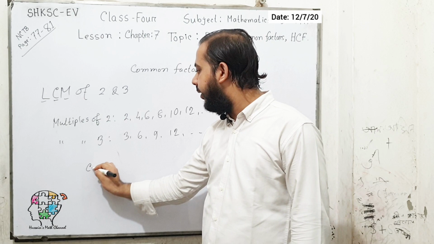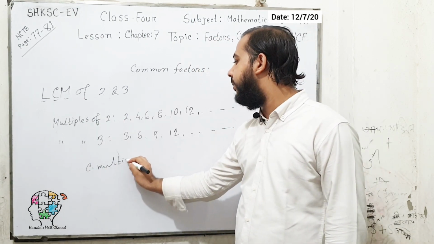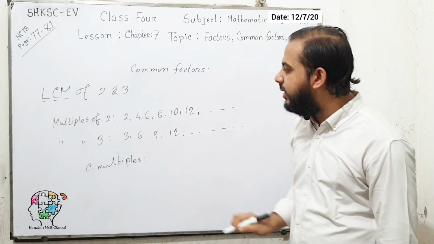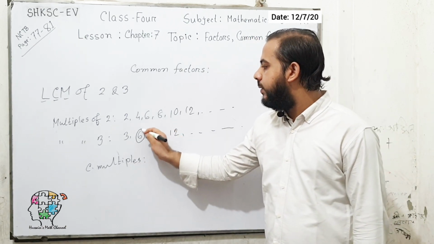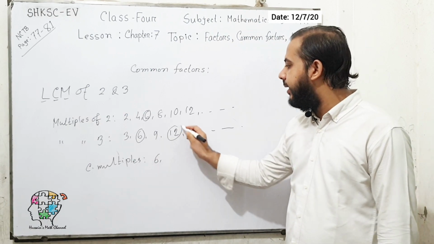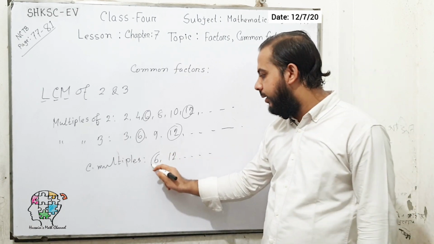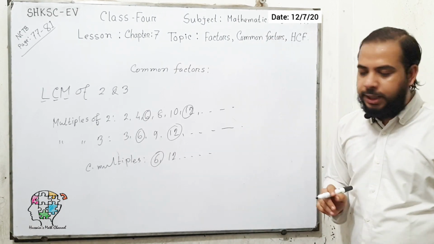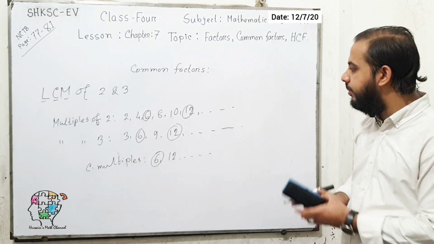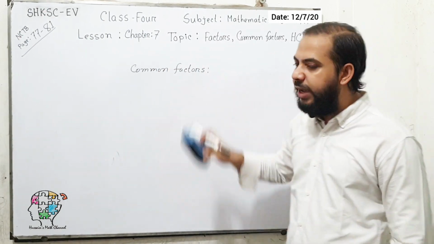So which are common multiples? Which are the common multiples here? The circled numbers: 6 is the first common multiple, and then the second common multiple was 12. Like this, you can find more. And the least one means the smallest one. So these were in the first semester syllabus. In this semester, we will learn about common factors.